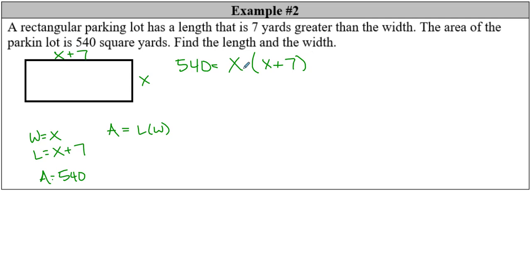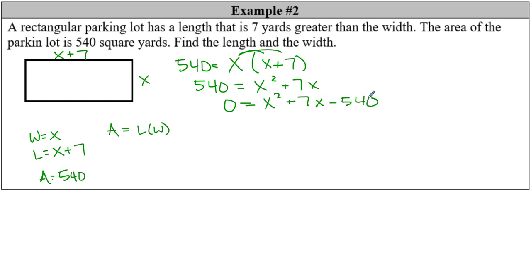Oh snap, we got parentheses. That means we got to distribute. Let's go ahead and do that. 540 is equal to x squared plus 7x. Oh, we got a quadratic. What do we want to do with quadratics? We want to try and factor those. We got to get that into standard form. Let's move that 540. So we got 0 equals x squared plus 7x minus 540. Okay, can we factor that?